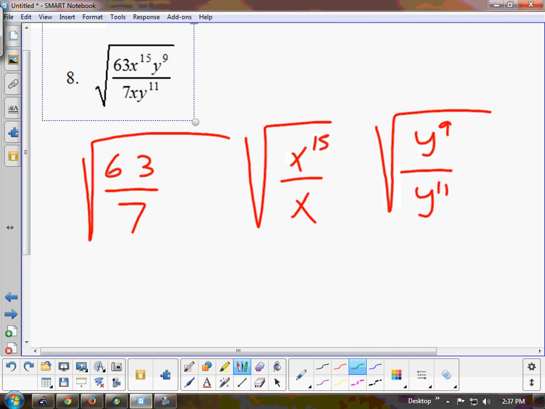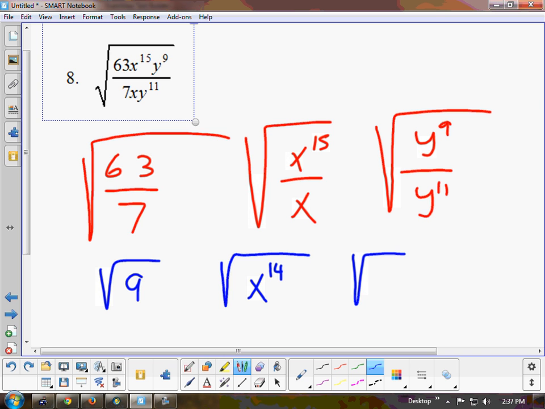Okay, so this is going to turn into radical 63 divided by 7 is 9. Okay, this is going to turn into radical x to the 15th divided by x. There's 15 x's on top and 1 on the bottom. That's going to reduce to x to the 14th. And here we're going to have radical 9 over 11, which is going to reduce to 1 over y squared.